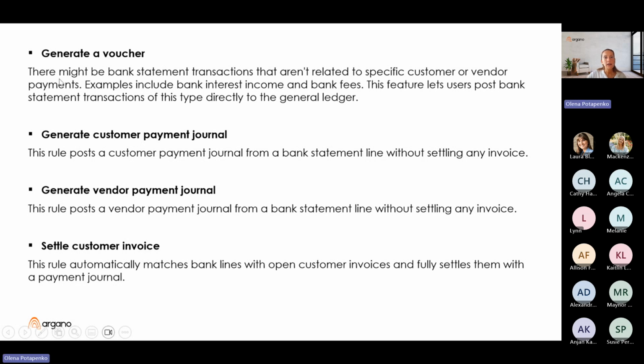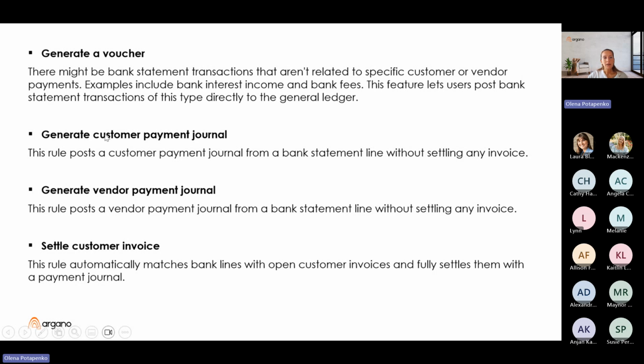This one actually can be useful, for example, when a bank includes bank interest or bank fees. So this feature lets users post bank statement transactions of this type directly to the general ledger. And again, you can do this manually and the system will post the voucher automatically to the general ledger, or we can configure matching rules and then the system will create the voucher automatically based on the criteria.